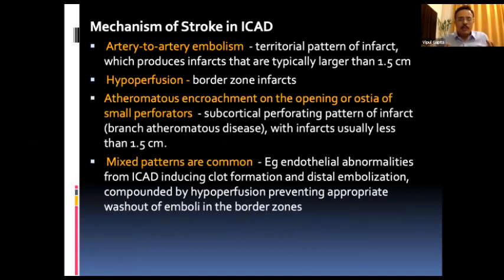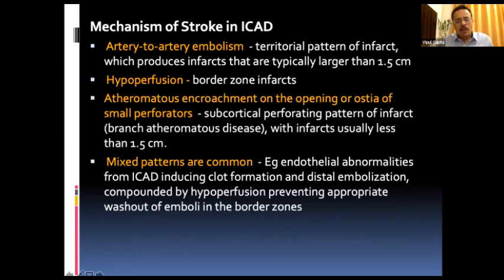Now, here we have to understand a few things. Number one is the mechanism of stroke in ICAD, and Dr. Raj's talk has really helped me here. It can be artery-to-artery embolism, in which we'll have a territorial pattern of infarcts, which are larger than 1.5 centimeters. Due to hypoperfusion, we can have border zone infarcts, or as he showed, it can be atheromatous encroachment on the ostia of the perforators, which of course cause smaller subcortical infarcts.